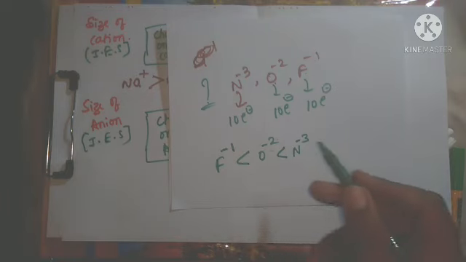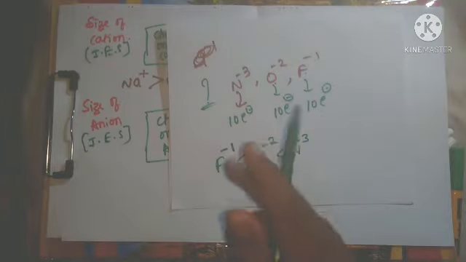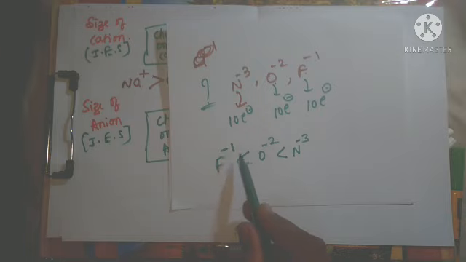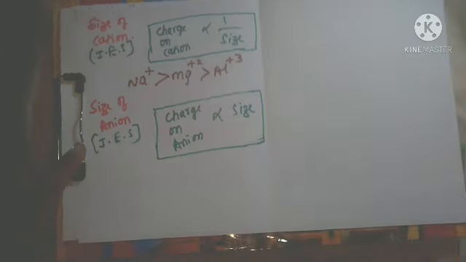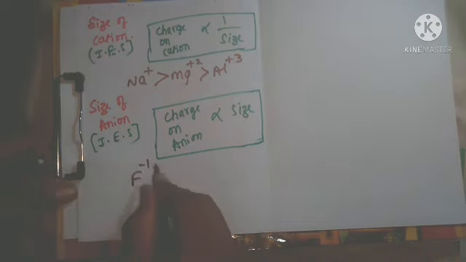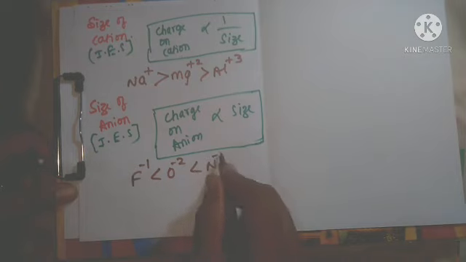For cation it is opposite. As the positive charge on the atom increases, size decreases. Here as the negative charge on the atom increases, size increases. That is what I am writing here. Negative charge on the atom increases, size increases. F-1, O-2, and the last one is N-3.